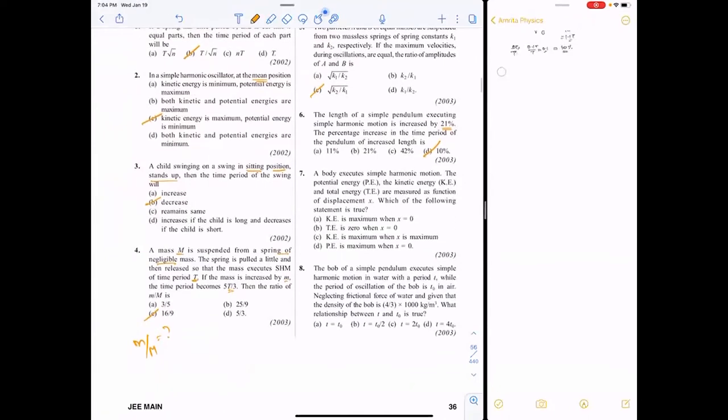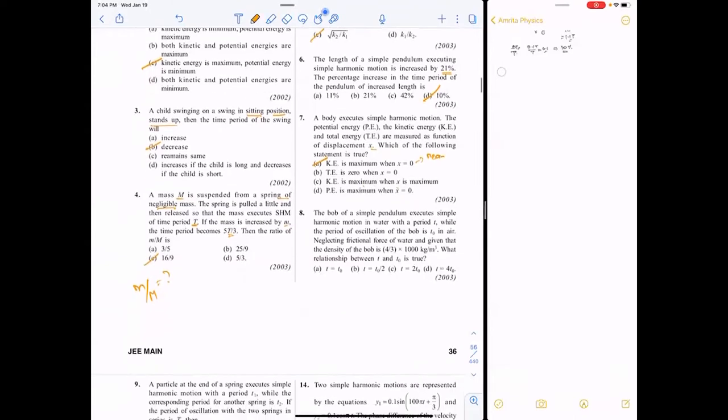A body executes simple harmonic motion. The potential energy, the kinetic energy, and total energy are measured as a function of displacement x. Which of the following statements is true? K is maximum and x is zero. Then we have K is zero and x is zero. x is zero is the mean position, no? So at mean position, kinetic energy is maximum. When x is maximum, K becomes zero. So kinetic energy is maximum when x is zero at mean position.